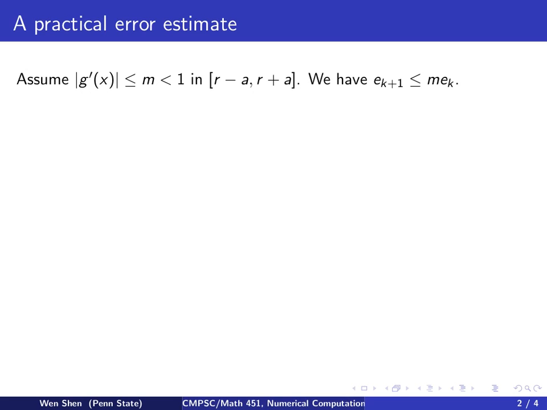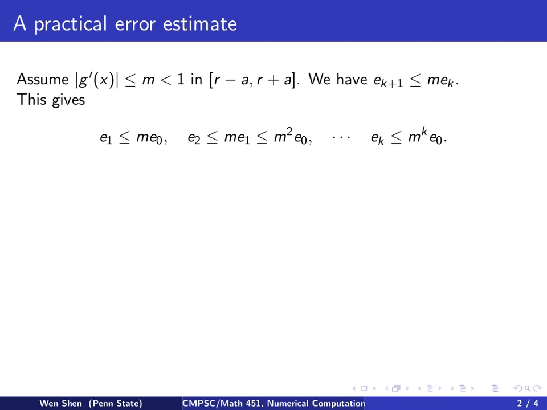Assume that the fixed point iteration converges such that on the interval r minus a, r plus a of our theorem, we have the derivative of our function g is less than m, which is strictly less than 1, in absolute value. So from the error analysis, we know that e_{k+1} is less than or equal to m times e_k.